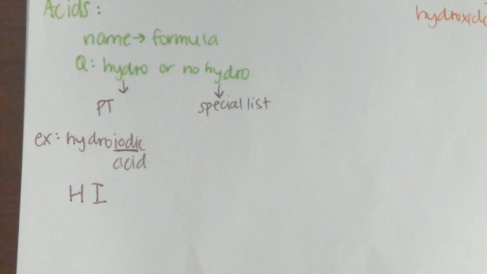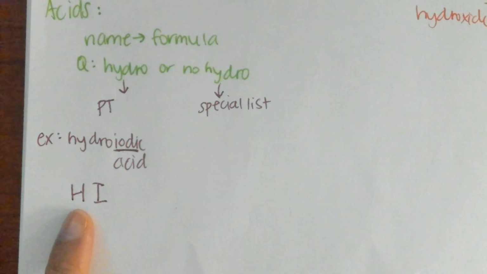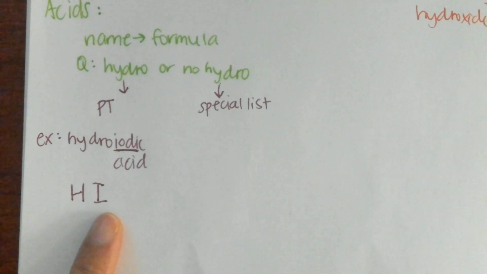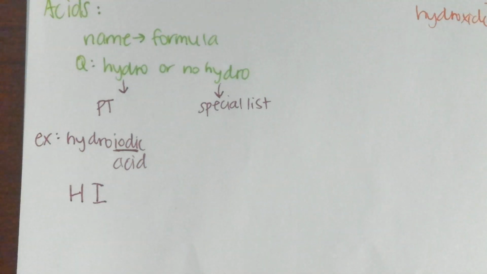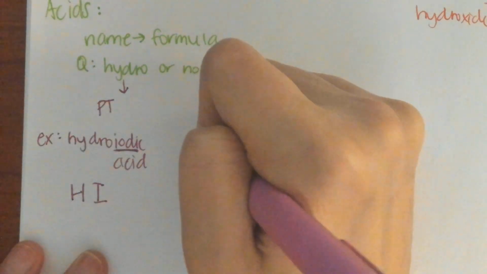What's the very last thing you have to do? Charges. Good. So the charge for hydrogen is always what? +1. What's the charge for iodine? Y'all should have your periodic tables out. -1. +1, -1. Cancel out. So HI. Okay.